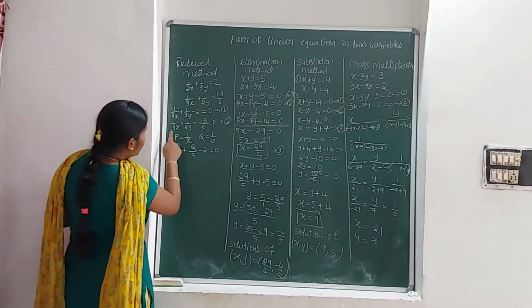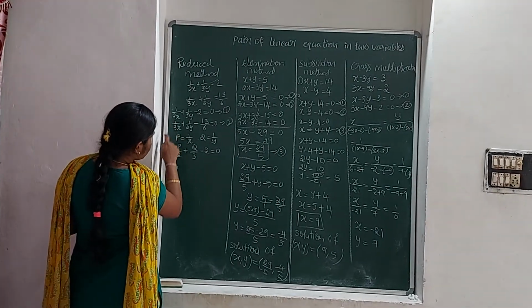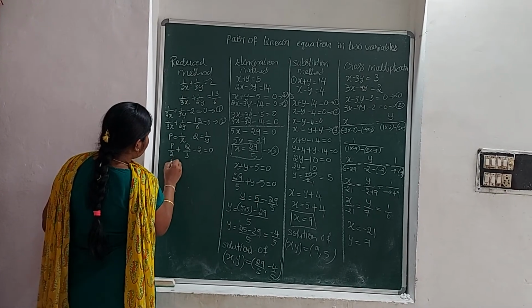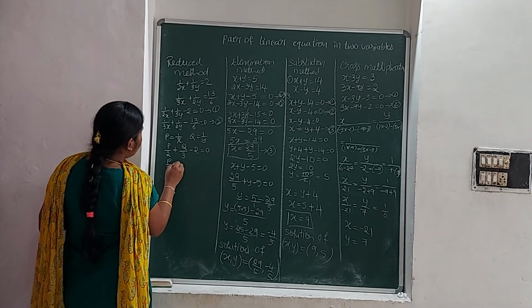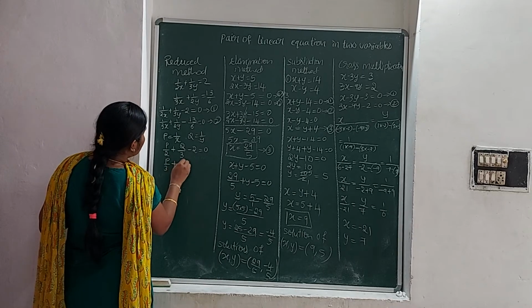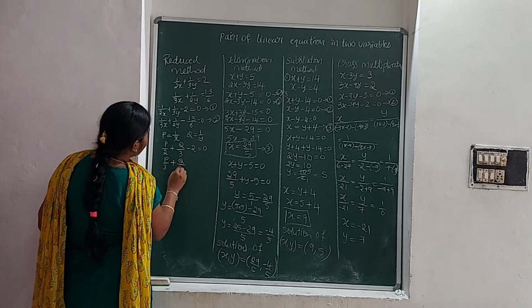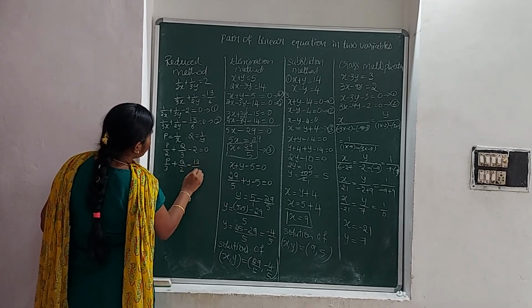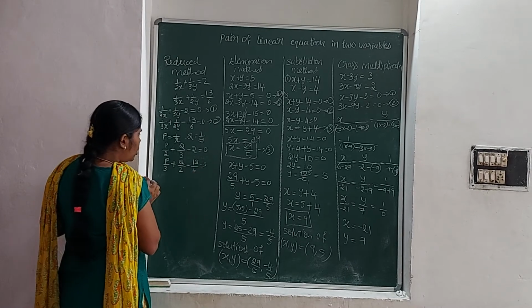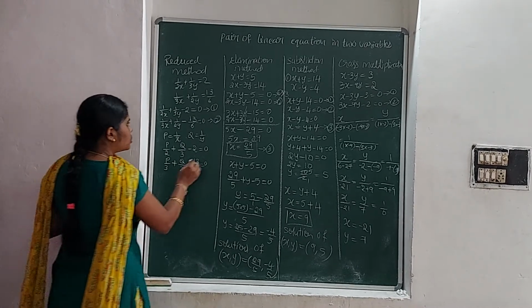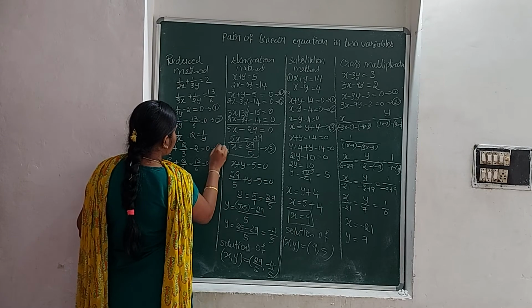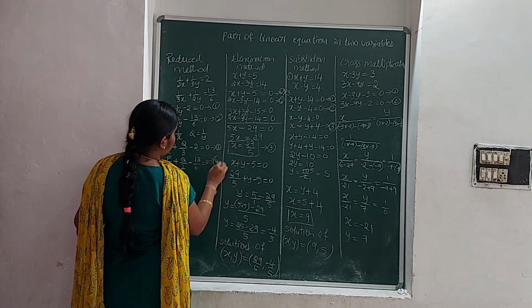Correct? Then here, 1 by 3x is there, so if you substitute, you will get p by 3, plus q by 2. Then minus 13 by 6 stays as it is, equals 0. Okay, so this is equation 3 and this is equation 4.